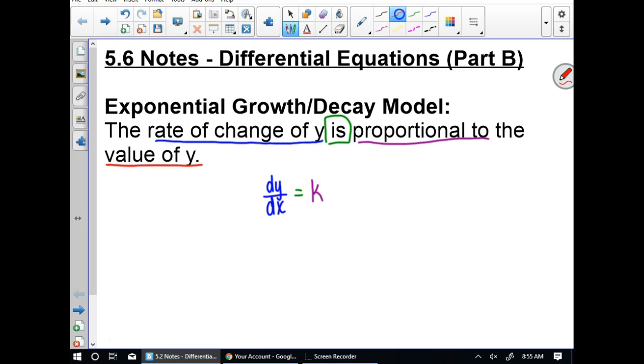Proportional to the value of y. So the value of y is just y. So this is the differential equation that you end up with when you read this off: the rate of change of y is proportional to the value of y. So it's dy/dx equals some number times whatever letter it says it's proportional to. And let's write down that k is the constant of proportionality.